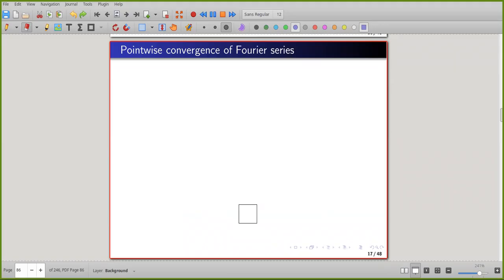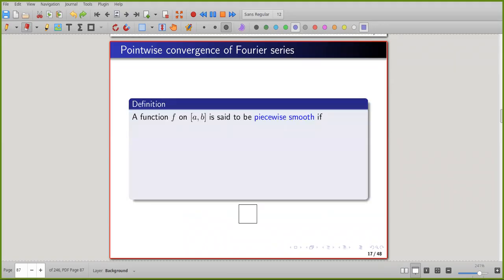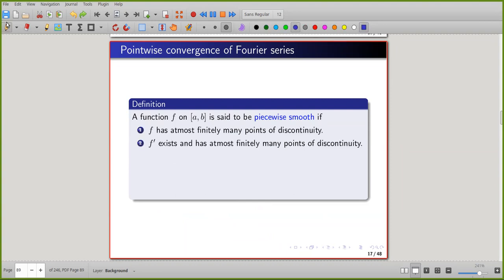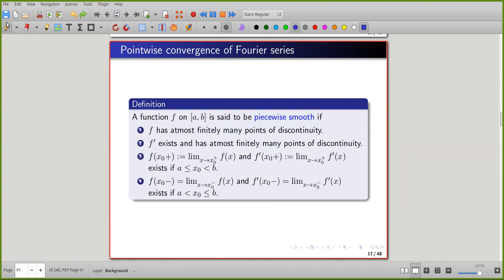So this is the pointwise convergence of Fourier series. A function f on a comma b is said to be piecewise smooth. All our functions will be piecewise smooth in this course, so I'll just write the definition. There's something which I had explained earlier, but we don't have to worry about this slide at all, because we will only be talking about piecewise smooth functions.